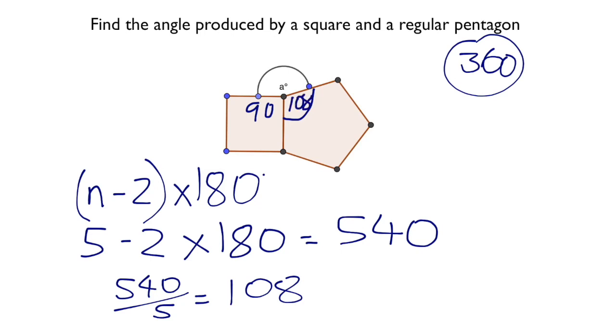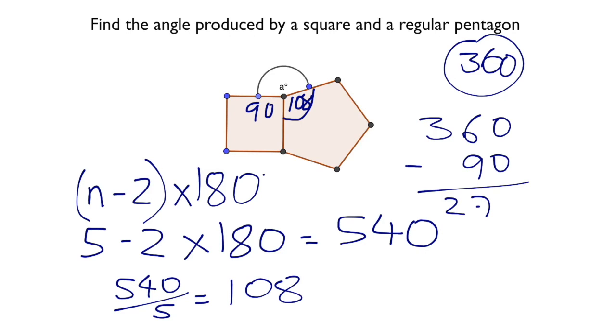Once we've found that out, we can just take the two angles that we know away from 360. 360 take away 90, that's 270. And then take away 108. It's going to be 0 take away 8, 2, 6 take away 0, 2 take away 1, 162 is our answer.